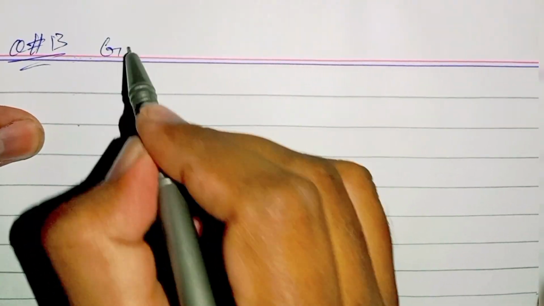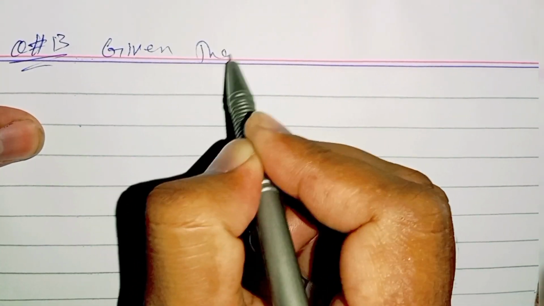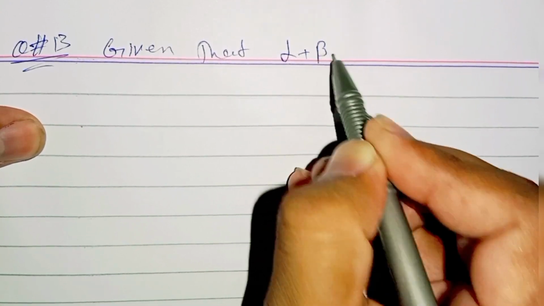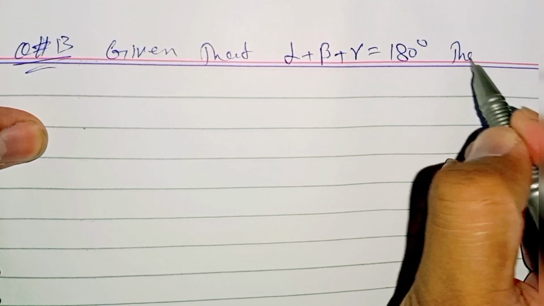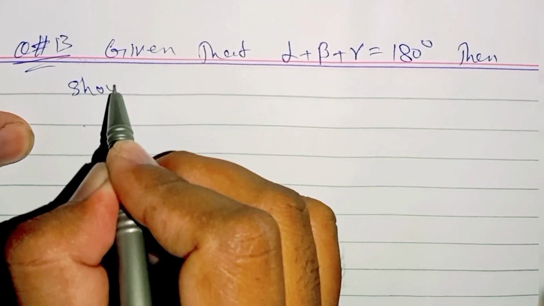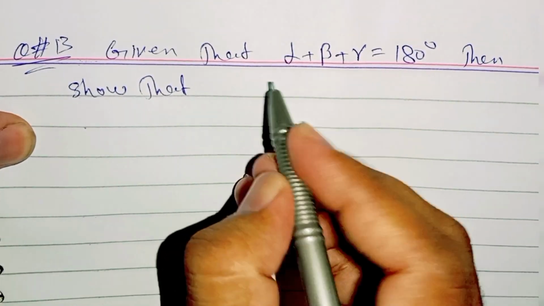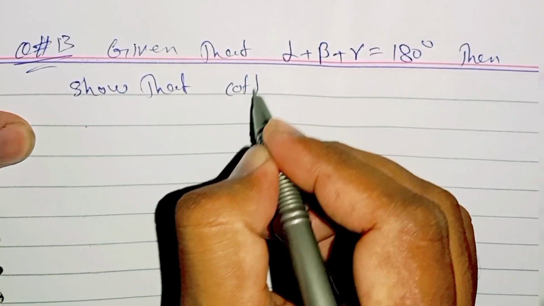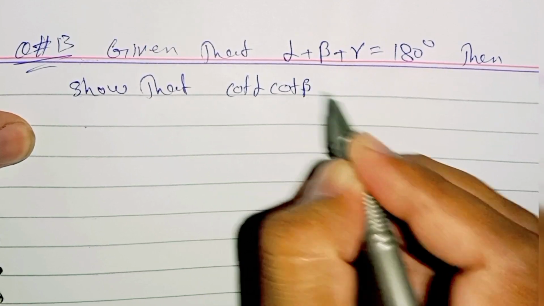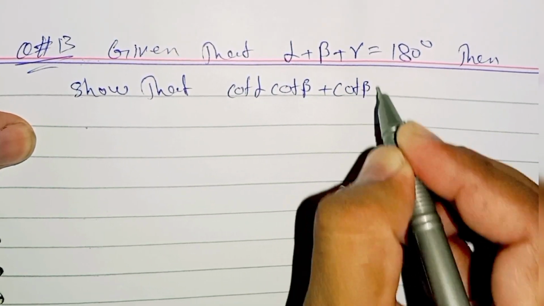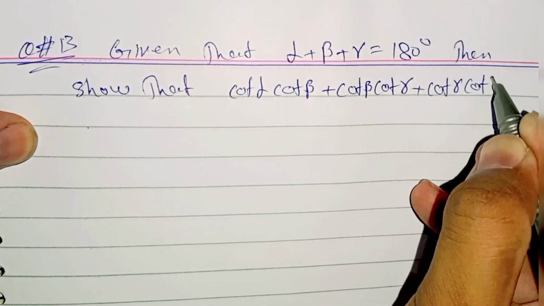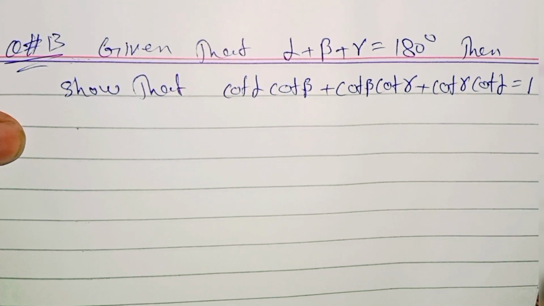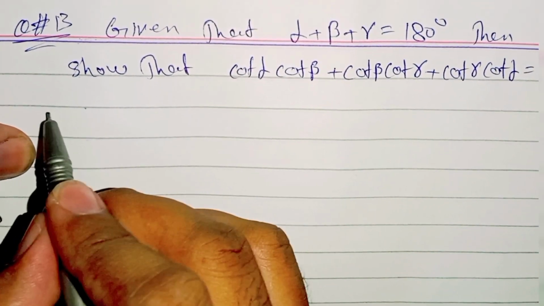Question number 13. Given that alpha plus beta plus gamma is equal to 180 degree, then show that cot alpha cot beta plus cot beta cot gamma plus cot gamma cot alpha is equal to 1. Now we start the solution.